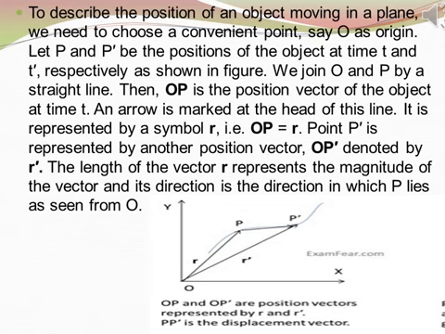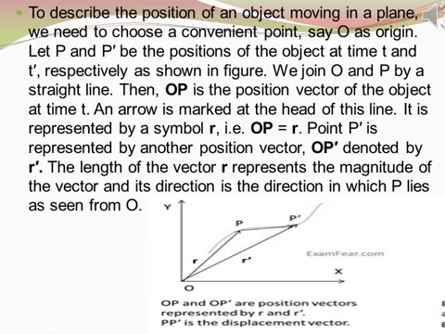Let the point P and the point P dash be the positions of the object at time t and t dash respectively, which is shown in the given figure. We join the point O and the point P by a straight line. Then the vector OP is the position vector of the object at time t. An arrow is marked at the head of this line.